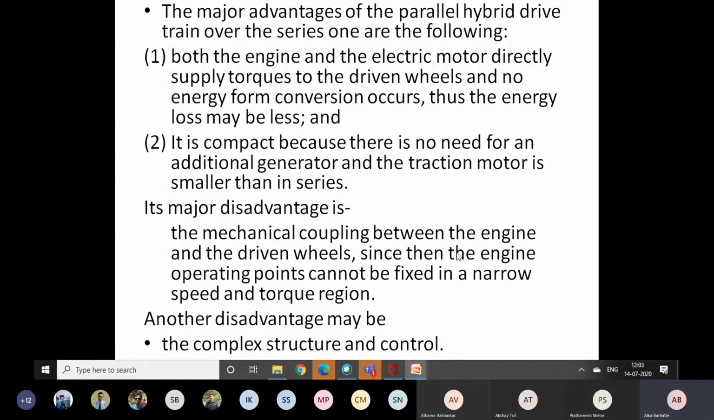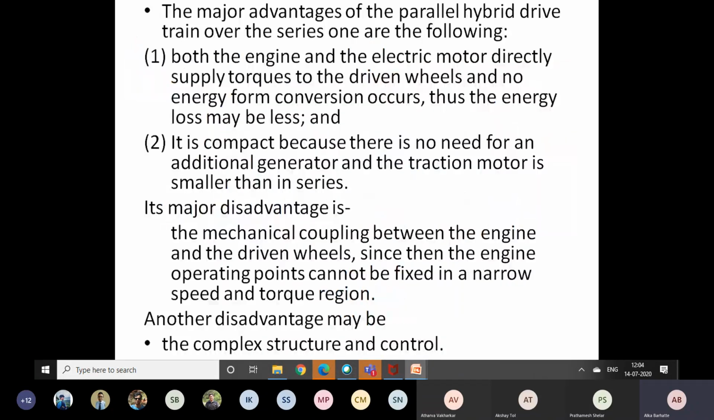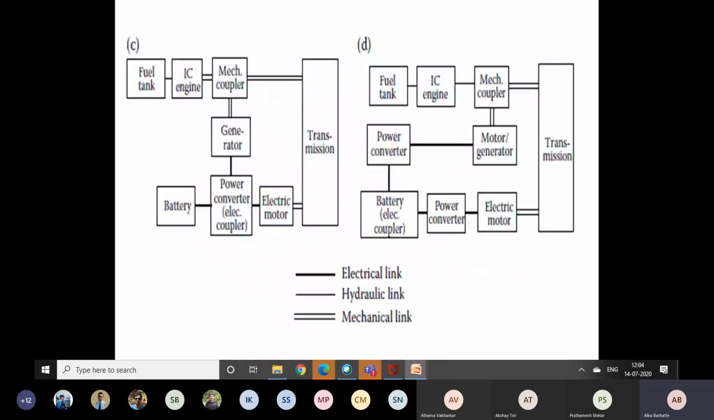The main disadvantage is that we are using the mechanical coupling between the engine and drivetrain, the drive wheels. Since then, the engine operating points cannot be fixed in a narrow speed and torque range, and because of this the operating points will be limited. Another drawback is the complex structure, obviously. So this is the difference between series and parallel architectures. Drawbacks and working we have discussed.